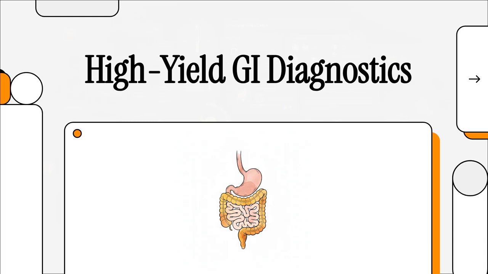Let's jump right into high-yield GI decision logic. We're moving anatomically top-down today, from the esophagus down to the colon, to really lock in these clinical presentations for your exams and the wards.